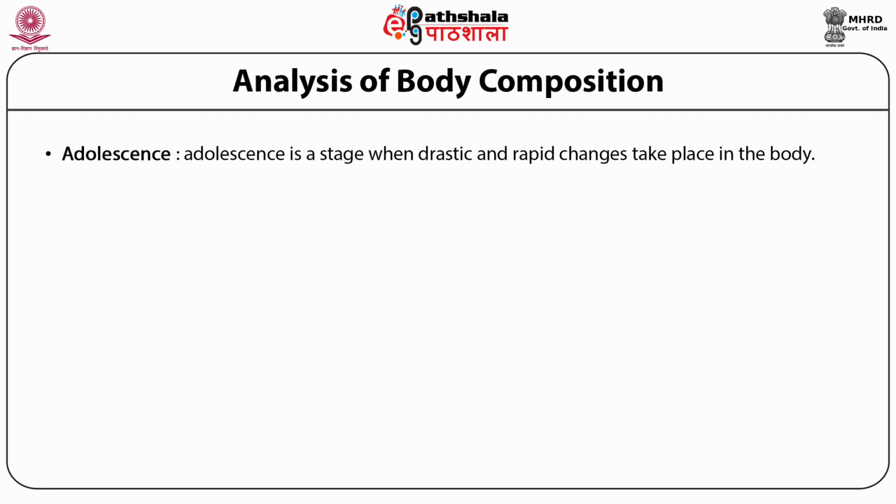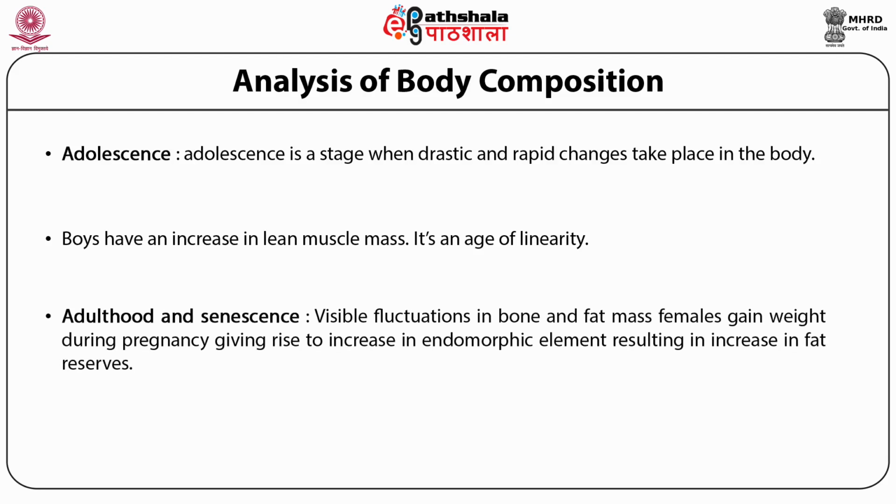Adolescence is a stage when drastic and rapid changes take place in the body. Sexual dimorphism appears to be more pronounced. Females get additional fat deposits as breast tissue and in the hips and thighs. Boys have an increase in lean muscle mass. It is an age of linearity. However, endomorphic content and obesity can result due to a hypoactive lifestyle and bad food habits. Secular trends can result in varied levels of body physique in different individuals, though the age is that of a balanced physique.